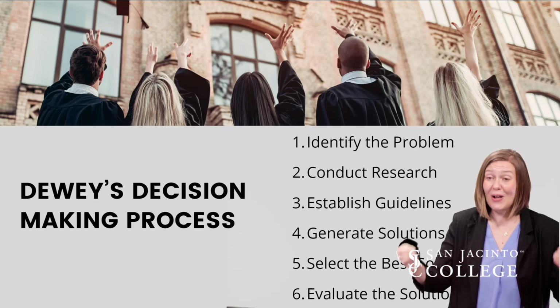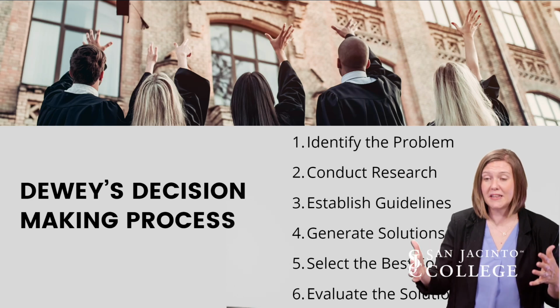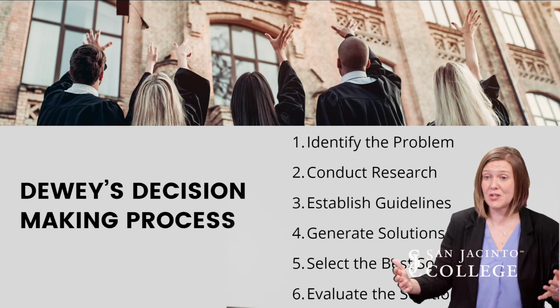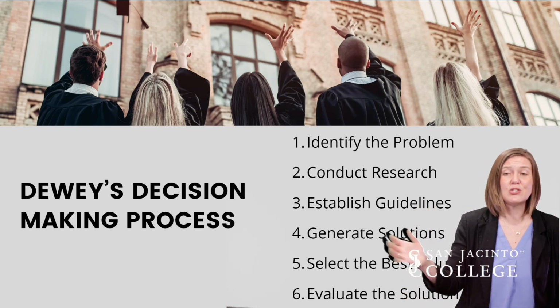Then number 3, establish guidelines. Here's the deal. We all have to be in class. I can't just excuse everyone all the time. Here's some guidelines. So what are the parameters? We only have so much money. We only have so much time. We only have so many people. And then once we've established those guidelines or boundaries, now let's just generate solutions.